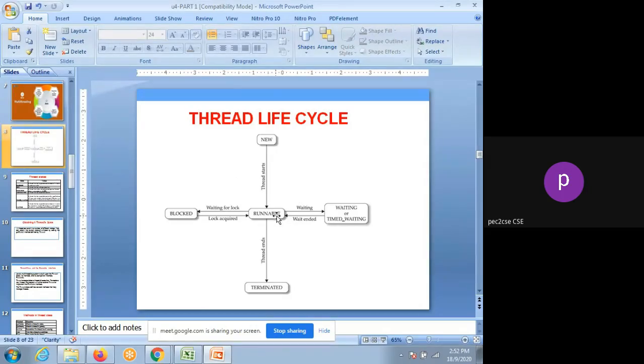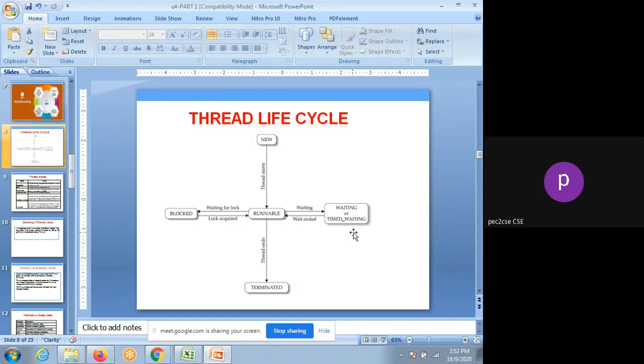And from the runnable state, it may go to a waiting state or timed waiting state. In the waiting state, a thread may wait for some event to occur. We don't know when a particular event occurs. So from the runnable state, a thread may go to a waiting state. Otherwise, a thread may wait for some period of time, that is timed waiting.